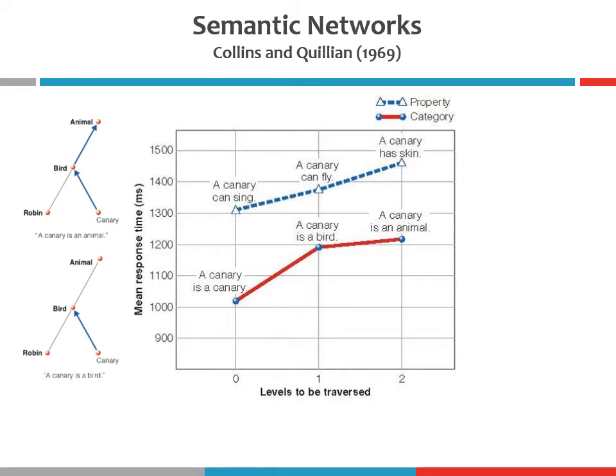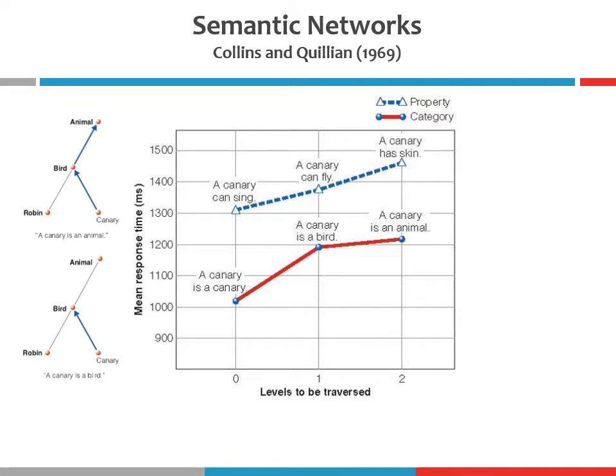Because the property can fly requires going up one more level, it's going to take slightly longer, about 1400 milliseconds. And finally, a canary has skin. You have to traverse all the way up to the category level of animal to answer that question, so it's going to take the most time, right?